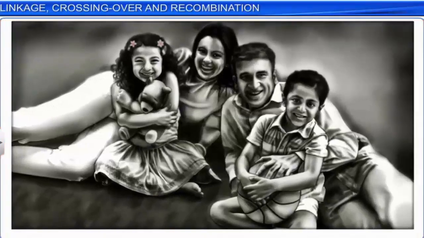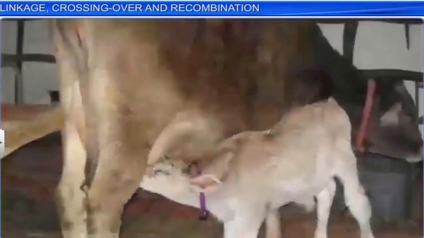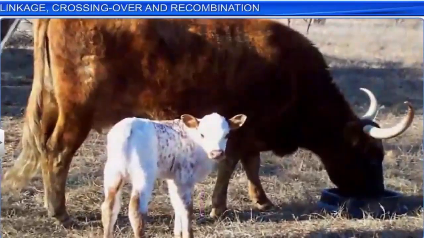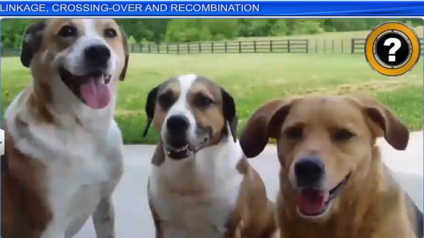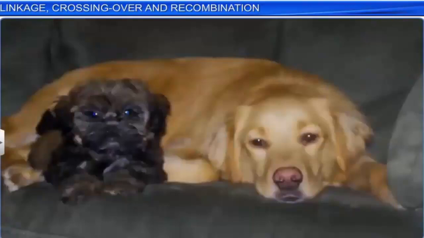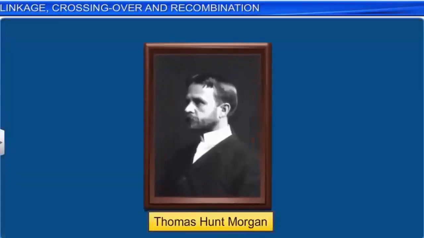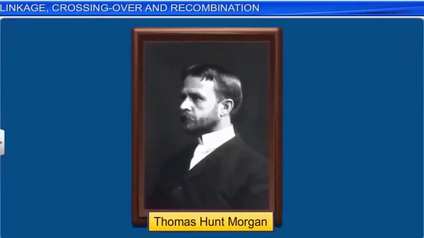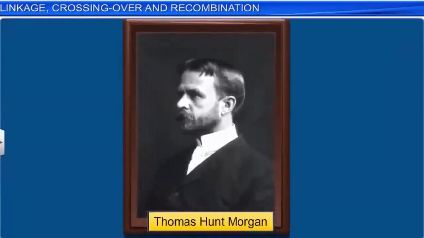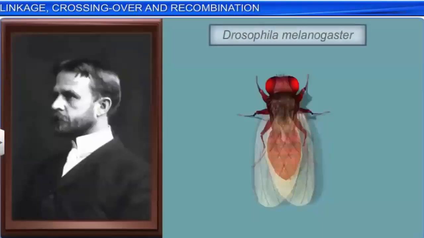Children look different from their parents, and so do the young ones of other living organisms. What are the reasons for such variations? To find the answer to this question, Thomas Hunt Morgan and his colleagues tried to verify the chromosomal theory of inheritance through various experiments. Morgan chose the tiny fruit fly Drosophila melanogaster for his research.